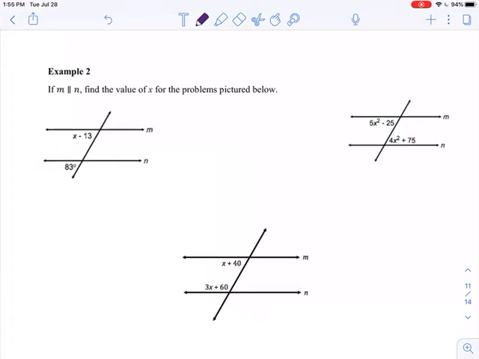So in example 2, these lines are parallel. They want me to find the value of x. So really there's only 2 choices. They're either equal to each other or they're supplementary. So you have to look at them.